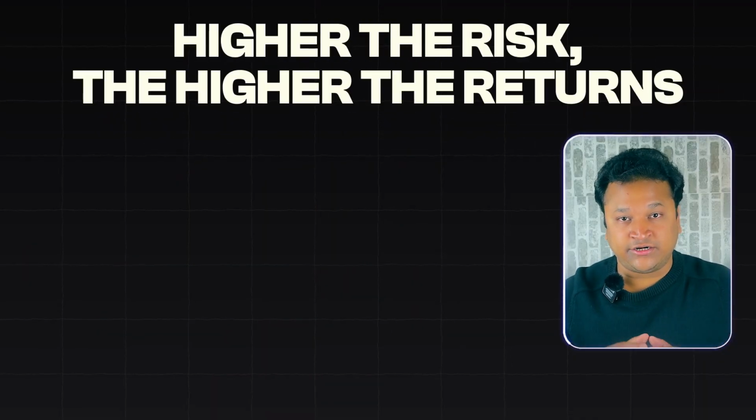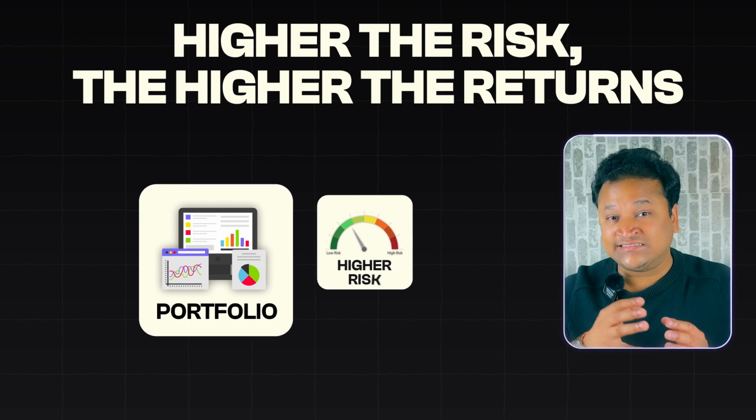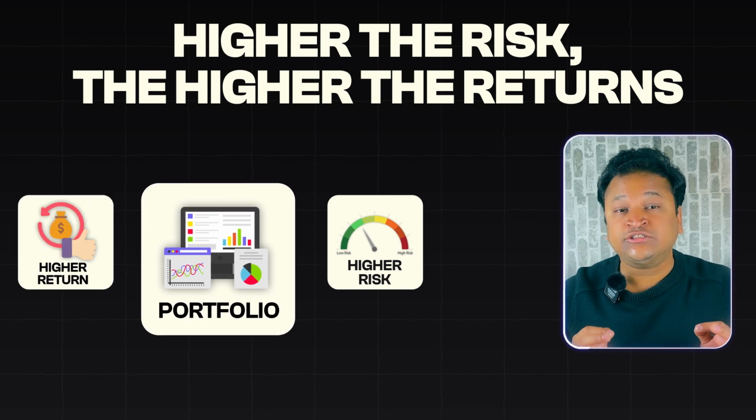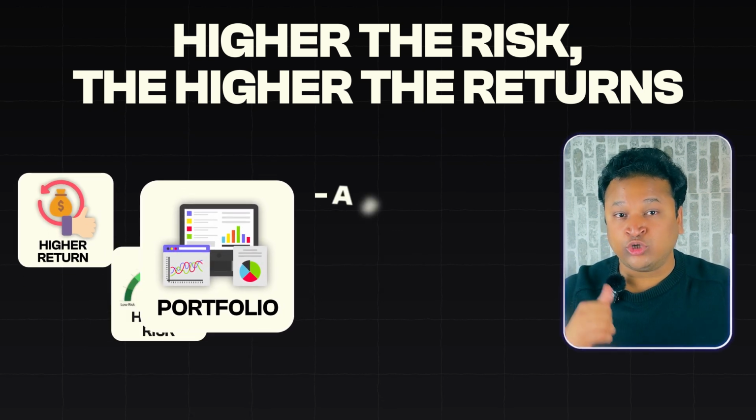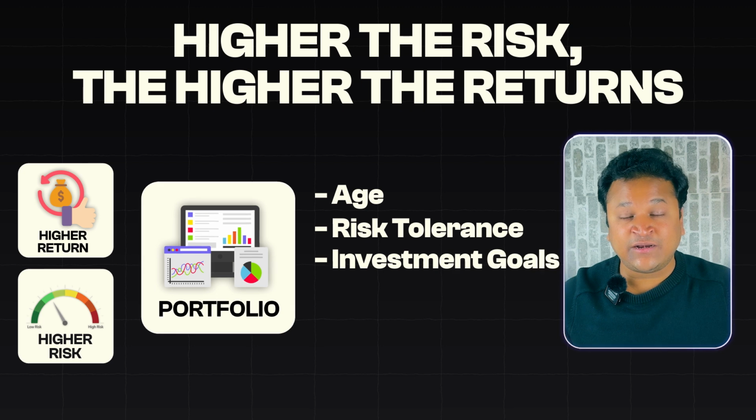This demonstrates that each of these 3 asset classes has different return and risk profiles. The higher the risk, the higher the returns. The goal of asset allocation is to create a portfolio that balances risk and returns based on your individual factors such as your age, risk tolerance, investment goals, and investment time horizon. In this video, I'll present a framework to help you decide the right asset allocation for you depending on your individual profile.